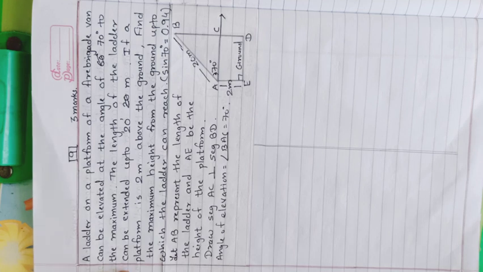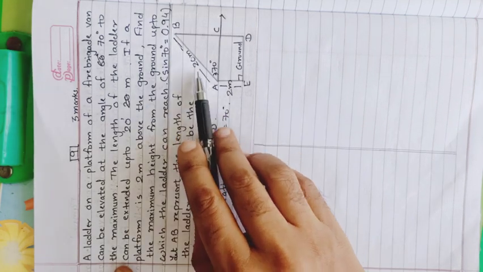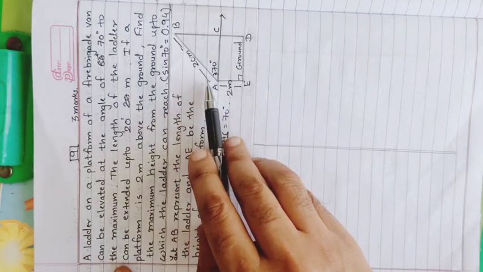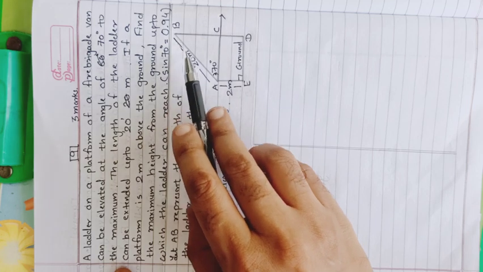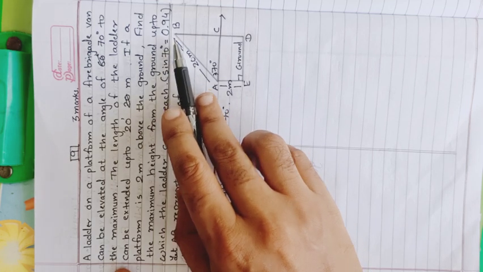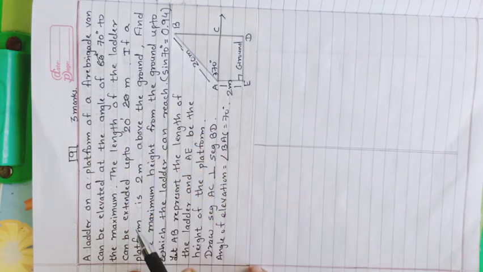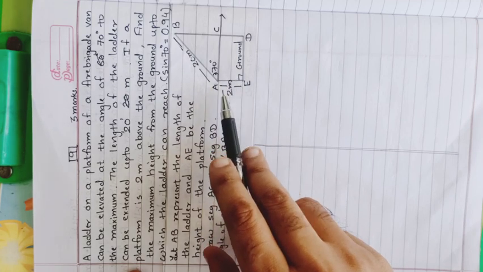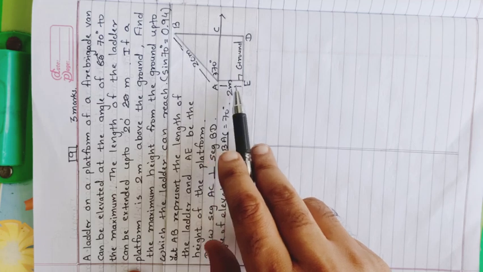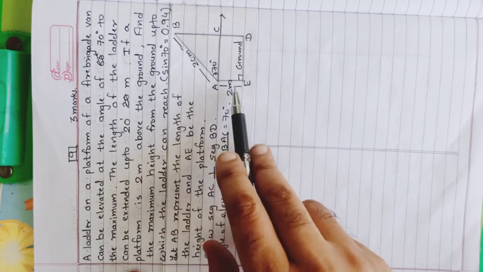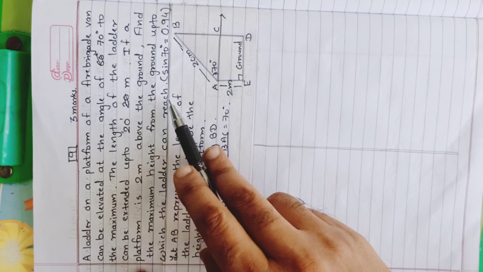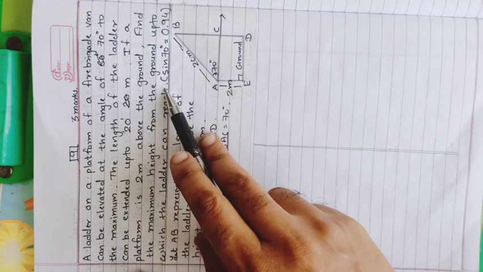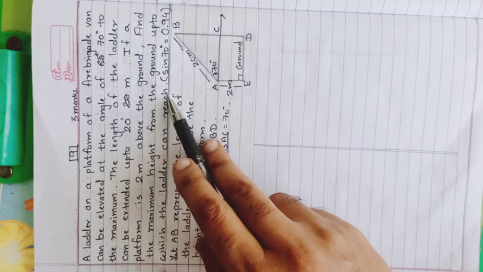The length of the ladder can be extended up to 20 meter. You know, the length of the ladder can be increased or decreased till a certain limit, so the maximum limit is 20 meter. If the platform of the fire brigade van is 2 meter above the ground, that means the height of the fire brigade van is 2 meter. Find the maximum height from the ground up to which the ladder can reach.